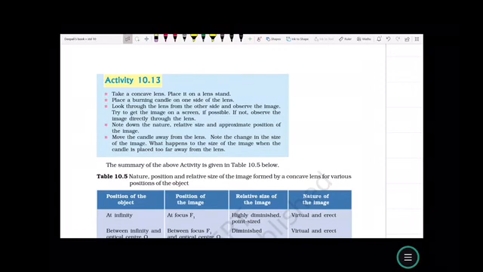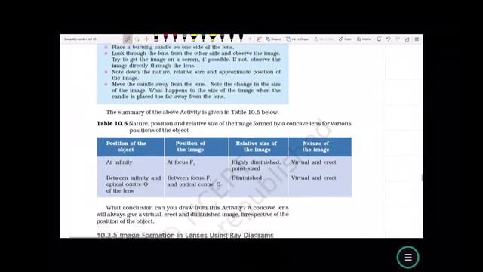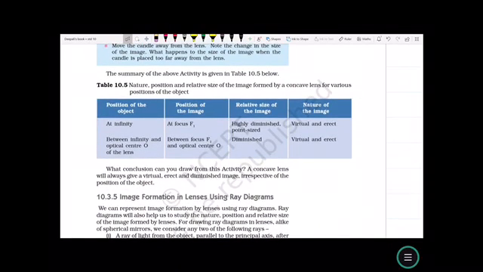Move the candle away from the lens. Note the change in the size of the image. What happens to the size of the image when the candle is placed too far away from the lens? The summary of the above activity is given in Table 10.5 below.